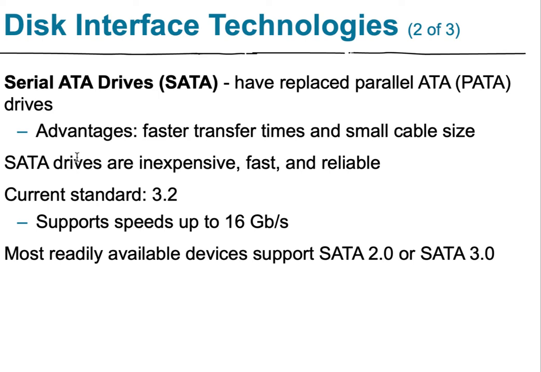The SATA standard has evolved from SATA 1.0, supporting transfer speeds of 1.5 gigabits per second, to the current SATA 3.2, supporting speeds of up to 16 gigabits per second. However, most readily available devices support SATA 2.0 or SATA 3.0. Even with their high transfer speeds, SATA drives take a backseat to SAS drives in the enterprise server realm.